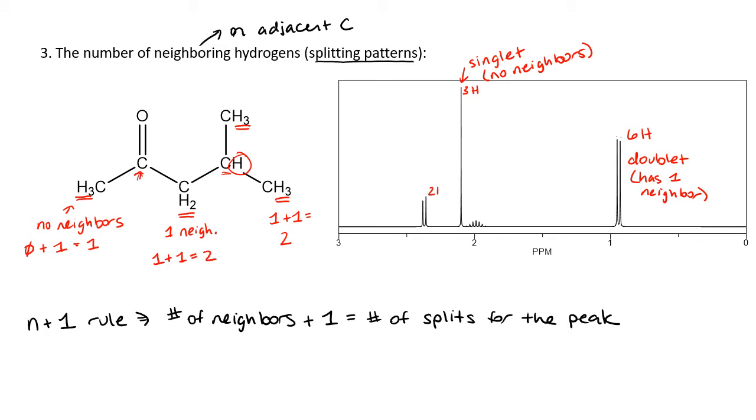So we saw in our previous slide that these two hydrogens were represented by this set of peaks here. We'll see that this peak is split into two. So again, we have another doublet, which means that these two hydrogens have one neighbor.